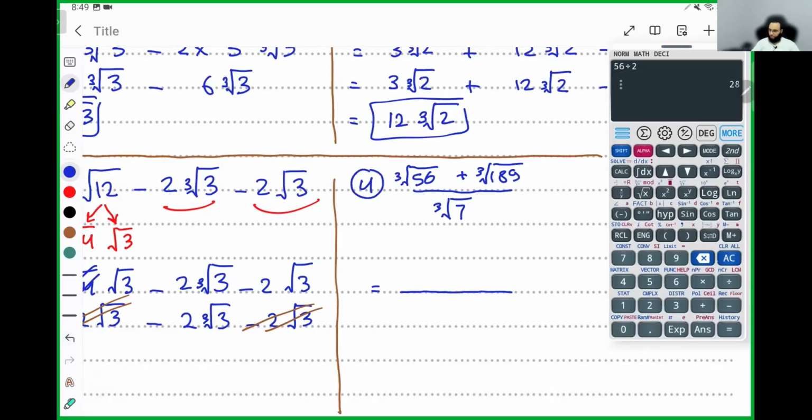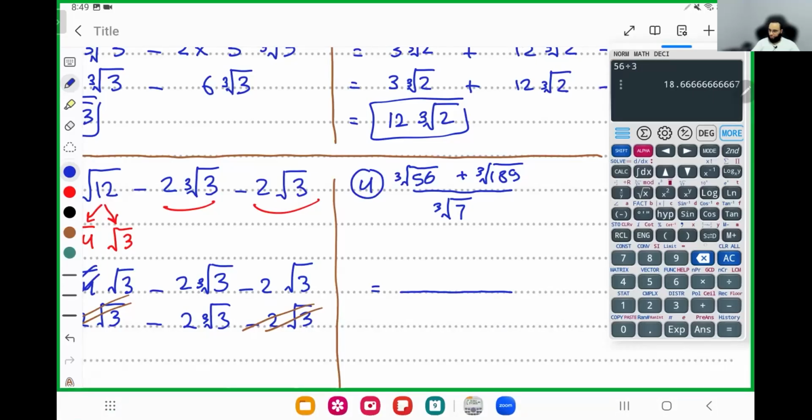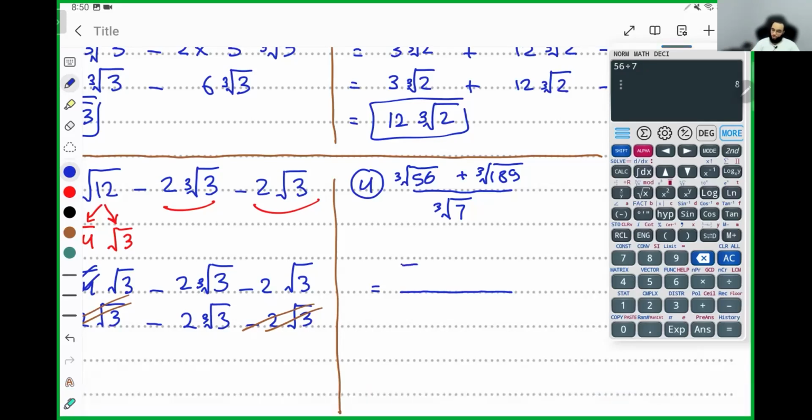Let's do it divided 3. No, it doesn't work. Divided 4, 14. Cubic root 14 has no value. So what about 5? No. What about 6? No. What about 7? Yes, it works. I can write instead of it cubic root 8, which is 2, and beside it, cubic root 7.